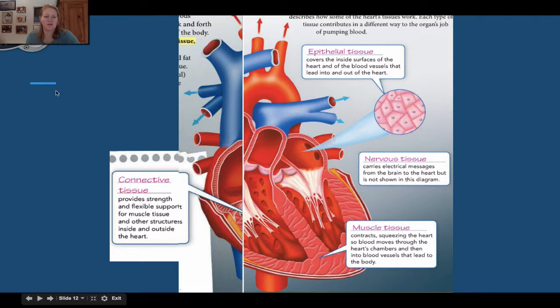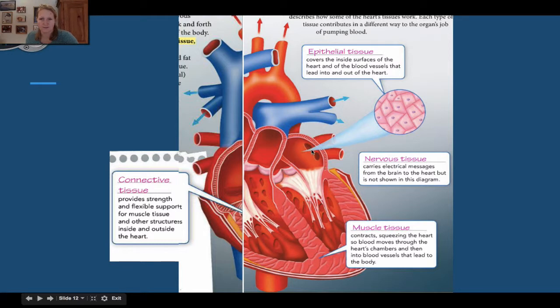Here's an example of how the tissues all work together. Here you have on the inside of this heart, right? This is a heart right here. On the inside surface of the heart, you have epithelial tissue. Okay, so this is a diagram from your book, just to give due credit. It covers the inside surfaces of the heart and the blood vessels that lead into and out of the heart. So it really is in these tubes, it's on the surface, on the outside, on the inside, all of those things.